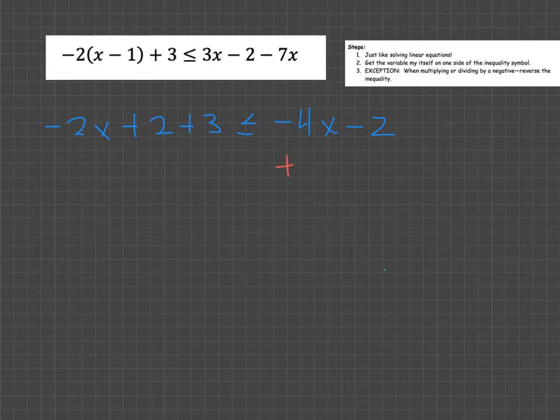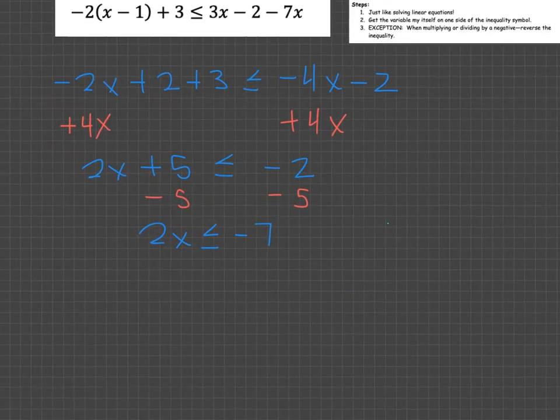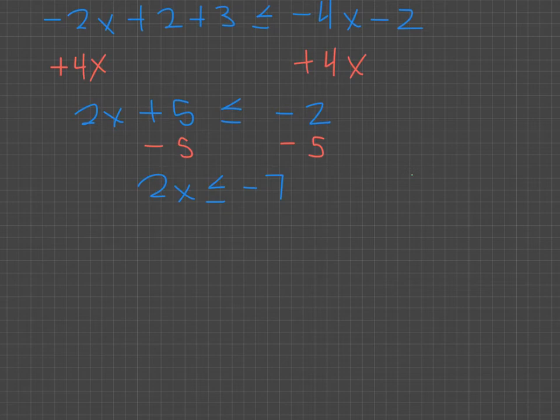Okay, let's get the x's on the same side. So add 4x to both sides. So negative 2 plus 4x, we get a positive 2x. Let's combine the 2 and the 3 and get plus 5, less than or equal to negative 2. Undoing the plus 5, subtract 5 from both sides. That gives us 2x less than or equal to negative 2 minus 5 is a negative 7. Okay, so we're only subtracting a number, we're not dividing or multiplying, so we can just leave the symbol, the less than or equal to, just as it is.